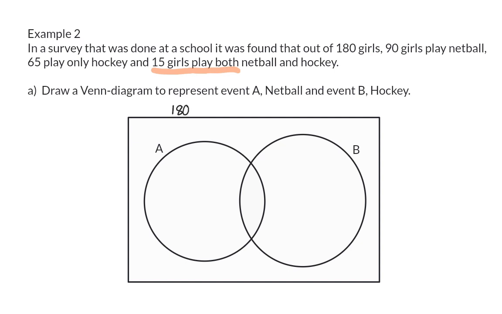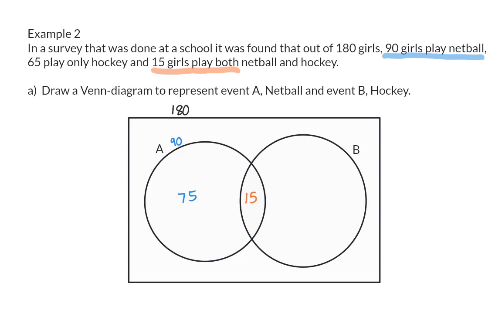When the events of a Venn diagram intersect, it is very important to start adding the information at that intersection. This means we'll start saying that there are 15 girls who play both hockey and netball. The next part of information is that 90 girls play netball. It is important to see that it doesn't say 90 play only netball. Therefore, the 90 girls represent the whole circle of event A. Of the 90, there are already 15 learners that play netball and hockey, and that means that there are only 75 left that only play netball.